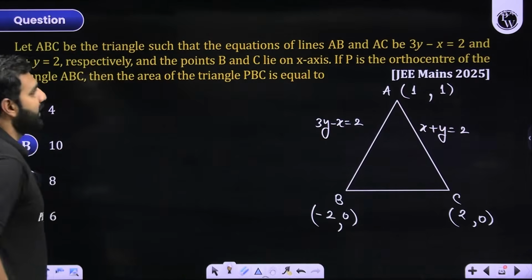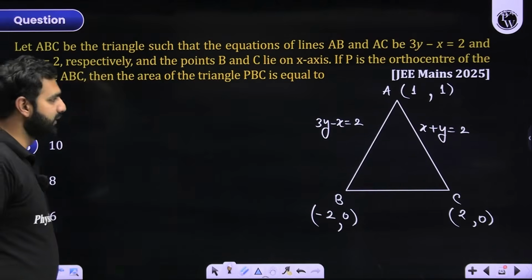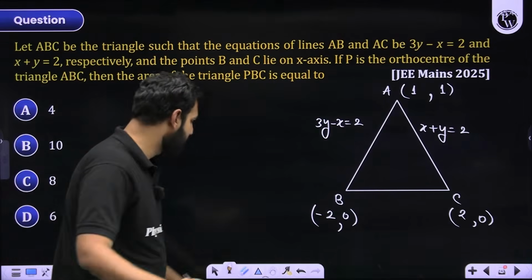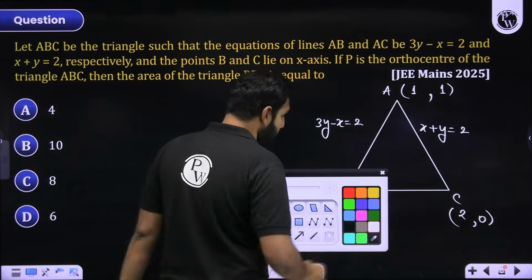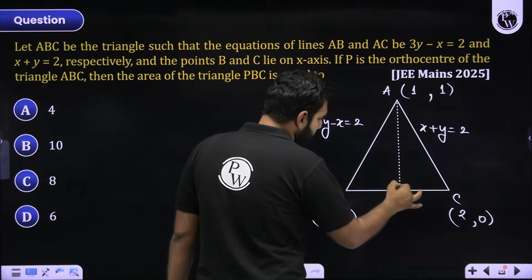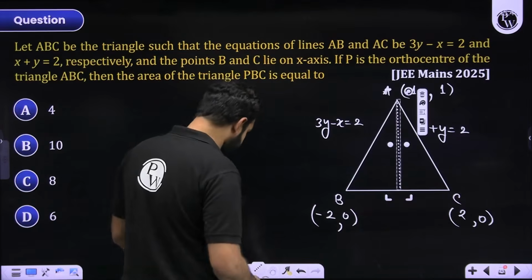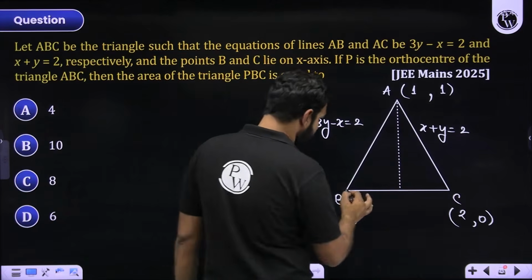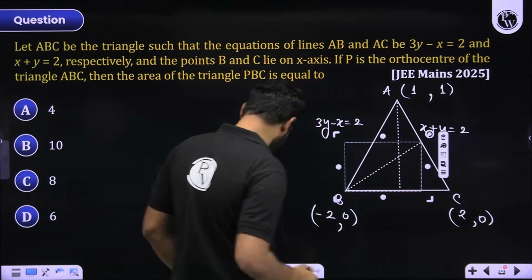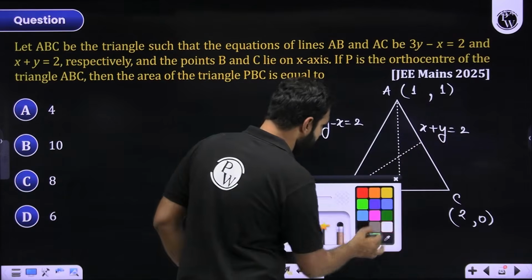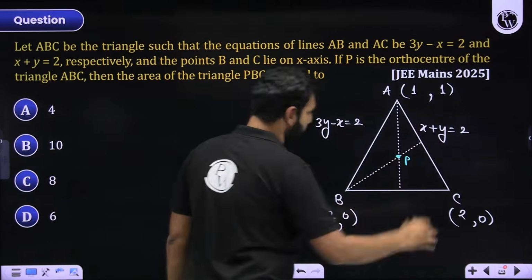Now what I need to find is, P is the orthocenter of the triangle ABC. So now I need to find the orthocenter. As we have simply discussed, I'll give you the hint only. I am dropping a perpendicular here. That's a perpendicular. And I'll drop one more perpendicular. I'll not be doing the calculation part here, I'll be simply giving you the hint. Let's say this is the orthocenter here.